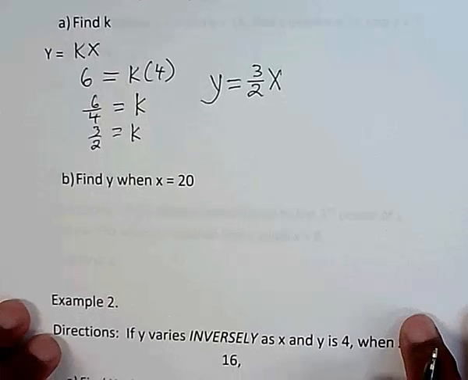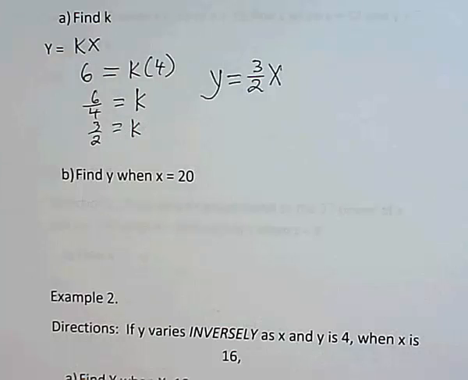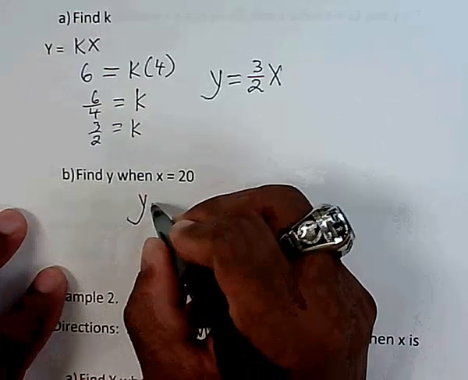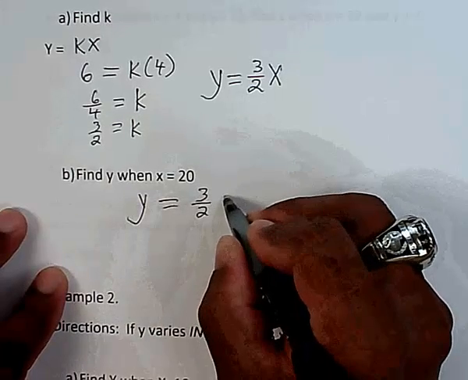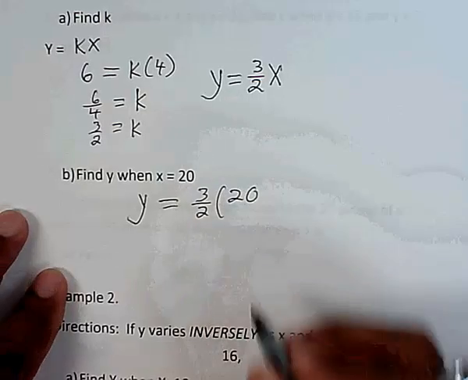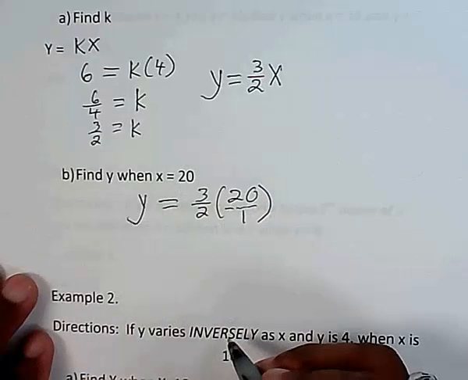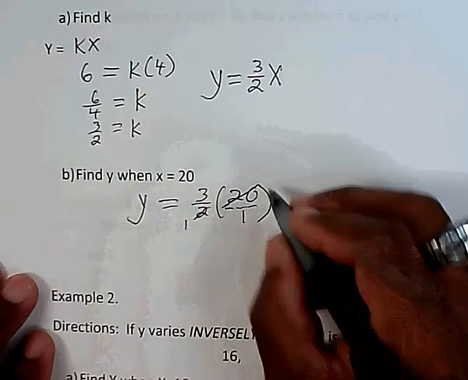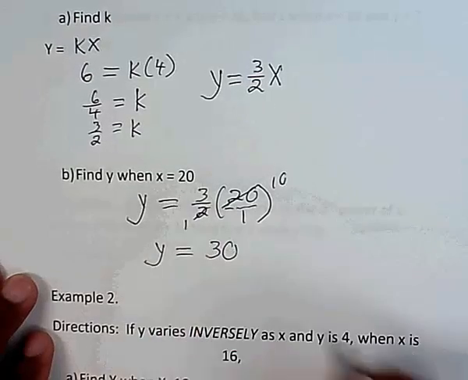The second part of that same particular problem, now that we have an equation, y equals 3/2 times x, we want to find the y value when x is 20. We're just going to plug in the value of 20 in place of the x. So we have y equals 3/2 times 20. Once you have the fraction, it's 20 over 1. We can do some cross canceling if you choose. The 2 and the 20 can cancel out. 2 becomes a 1, 20 becomes a 10. And then we just need to multiply and get the value of y is equal to 30.